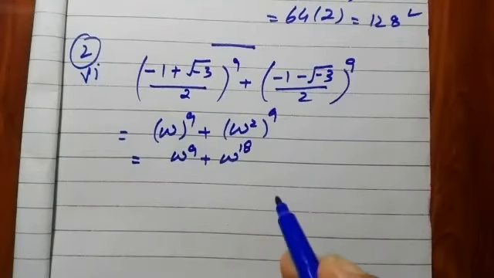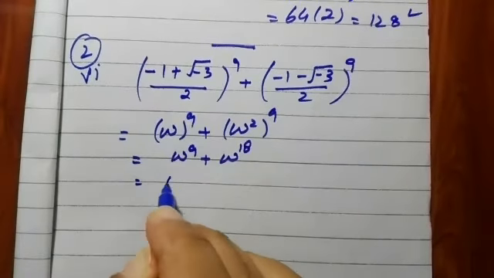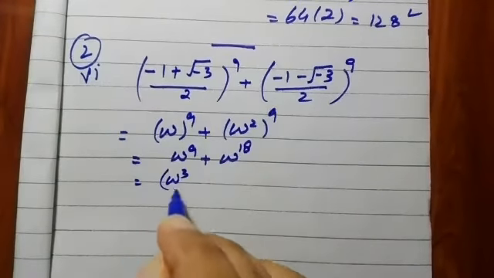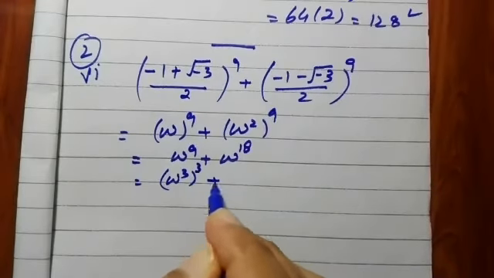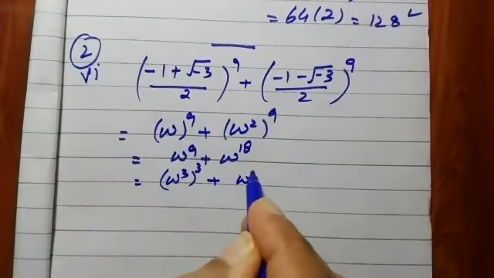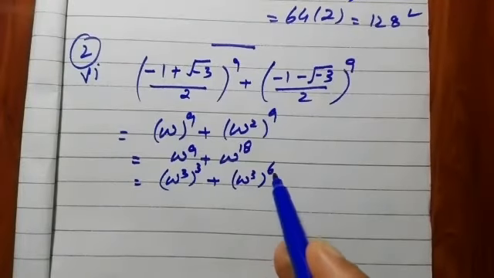And now you will use a property. Which property? In the first task you should convert omega 9 as omega 3's cube, 3 3s are 9, fine. And omega 18 will be written as omega 3 raised to power 6, 3 6s are 18.